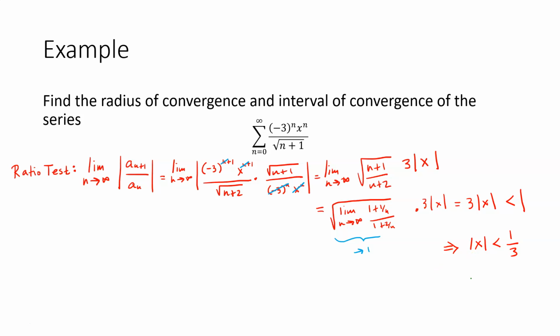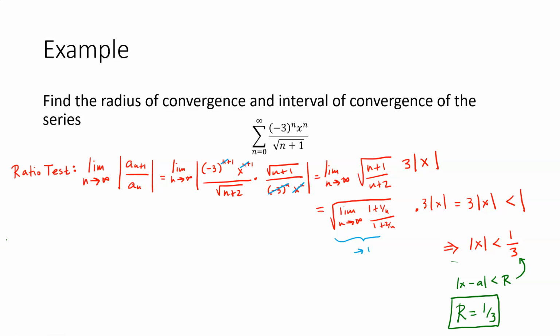Okay, so now you see it's in this form: absolute value of x minus a is less than R, right? And so here, 1/3 is our radius of convergence. Let me write that down here. R is 1/3, the radius of convergence.